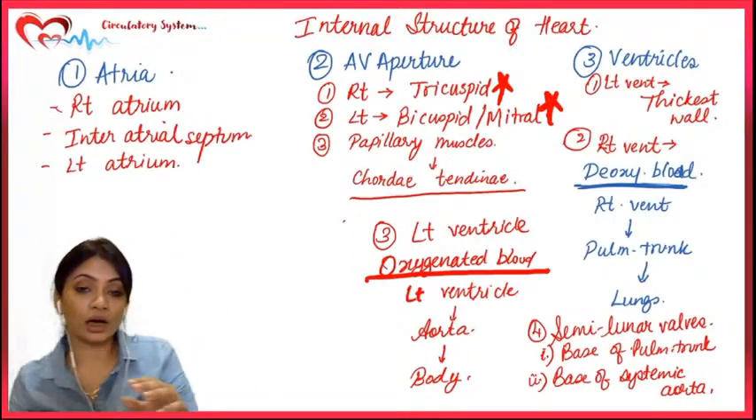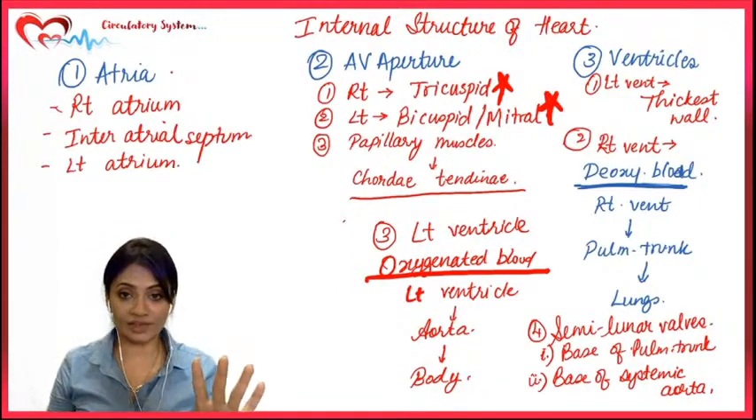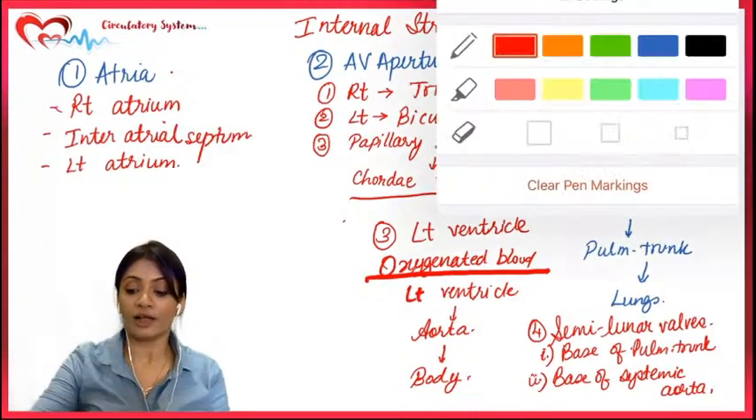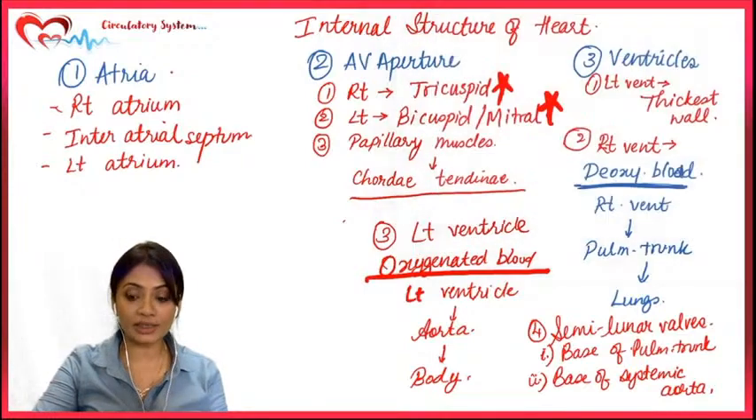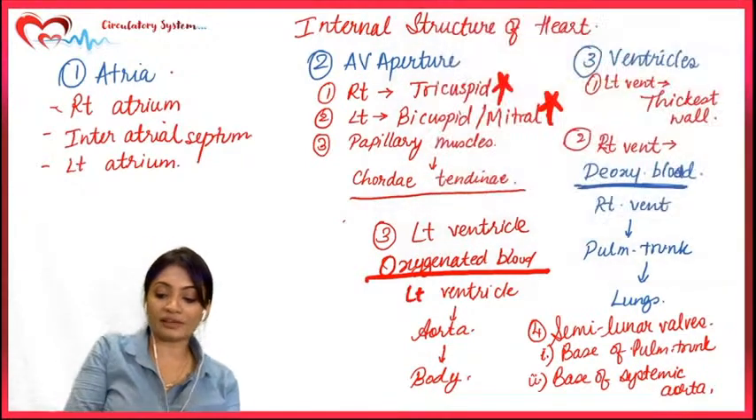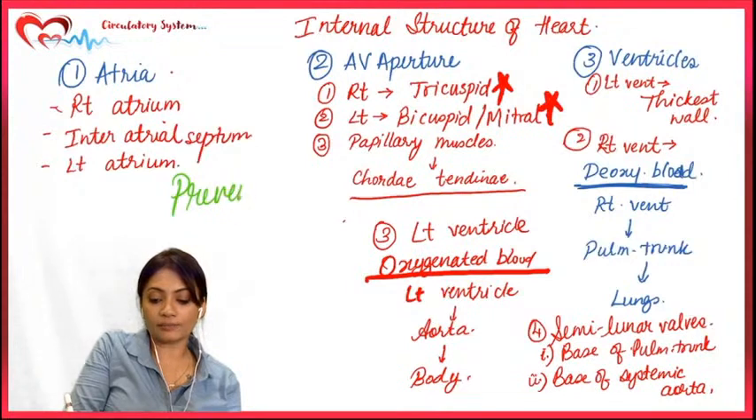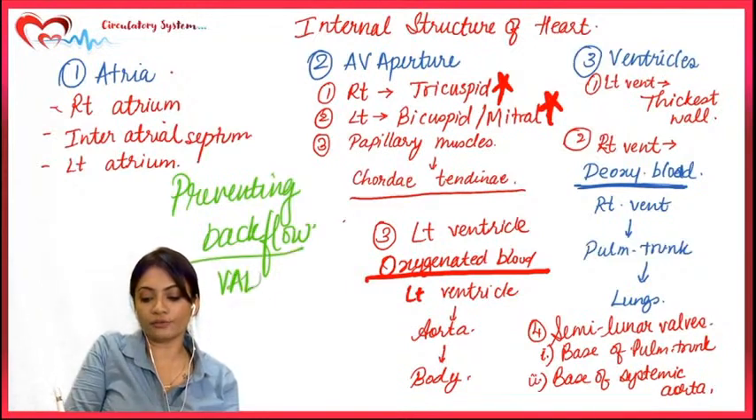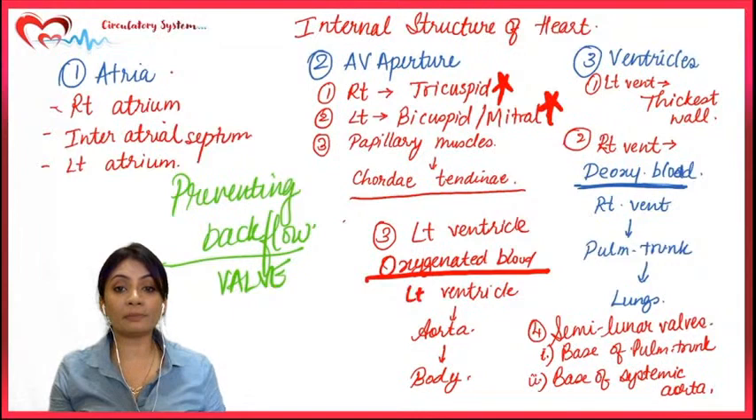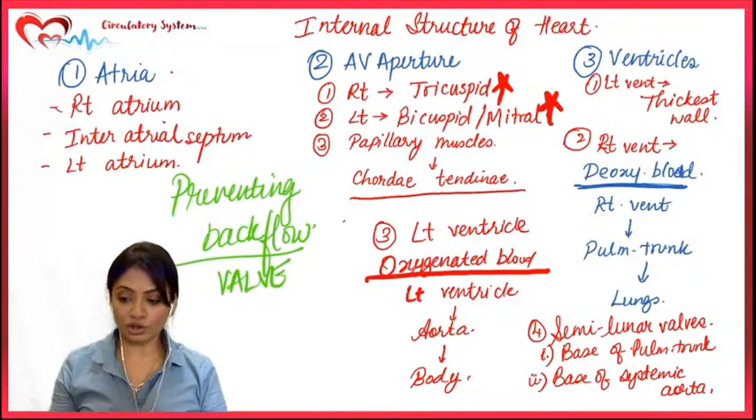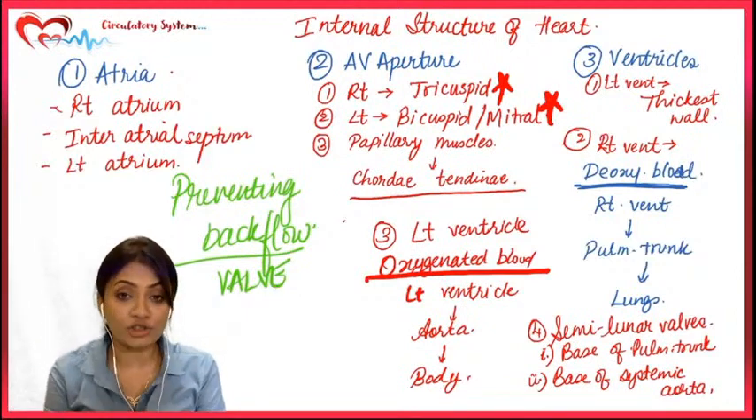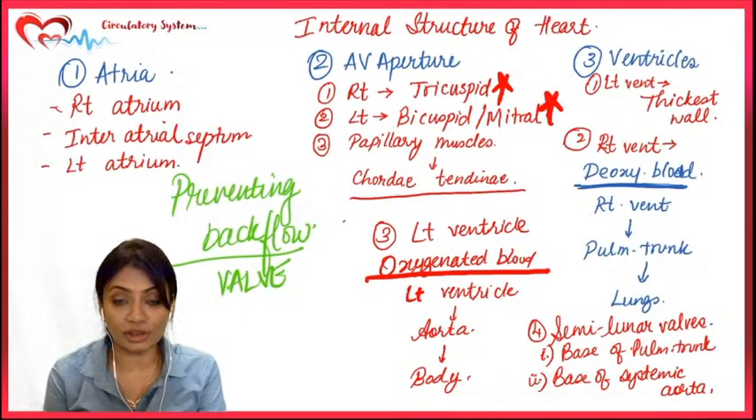Alright, so we have all of these valves present, the four important vessels and the four important valves. Remember what was the function of a valve? If ever you have a valve present, that valve is always going to be preventing backflow. That is the work of a valve. It will always be preventing the backflow in that region. So children, this sums up our lecture for today, where we learned all about the different structures present in the internal structure of the heart.